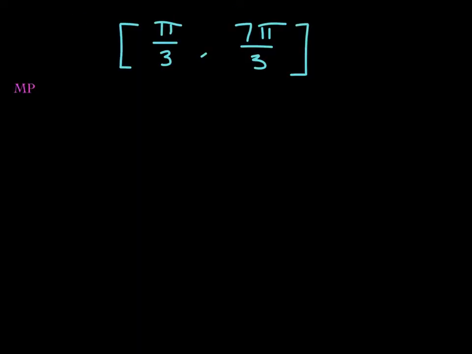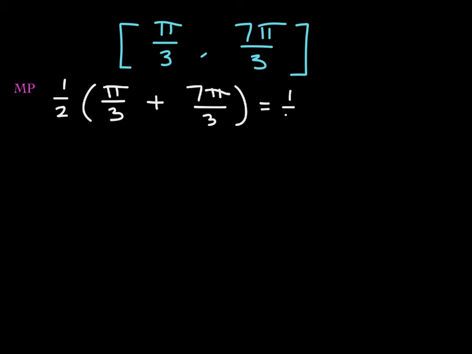Remember, our midpoint will be found by finding half the sum of our endpoints, right? This is how we're finding our midpoint. So it's half of 8 pi over 3, so it is 4 pi over 3. That's important, that your midpoint is 4 pi over 3.